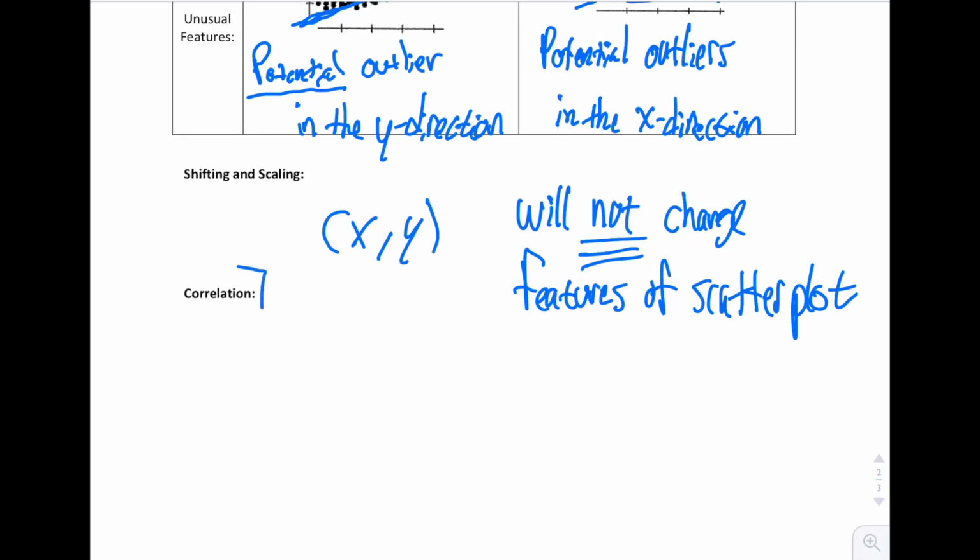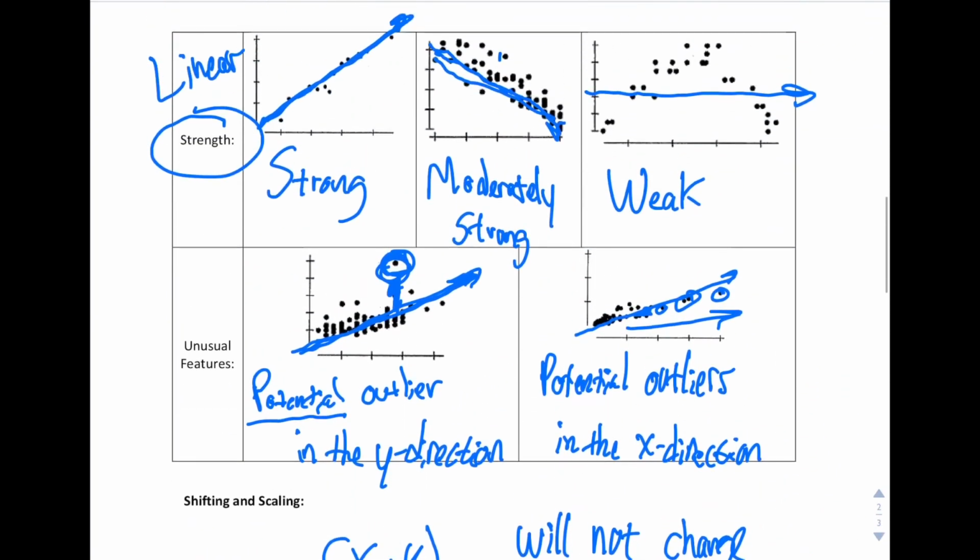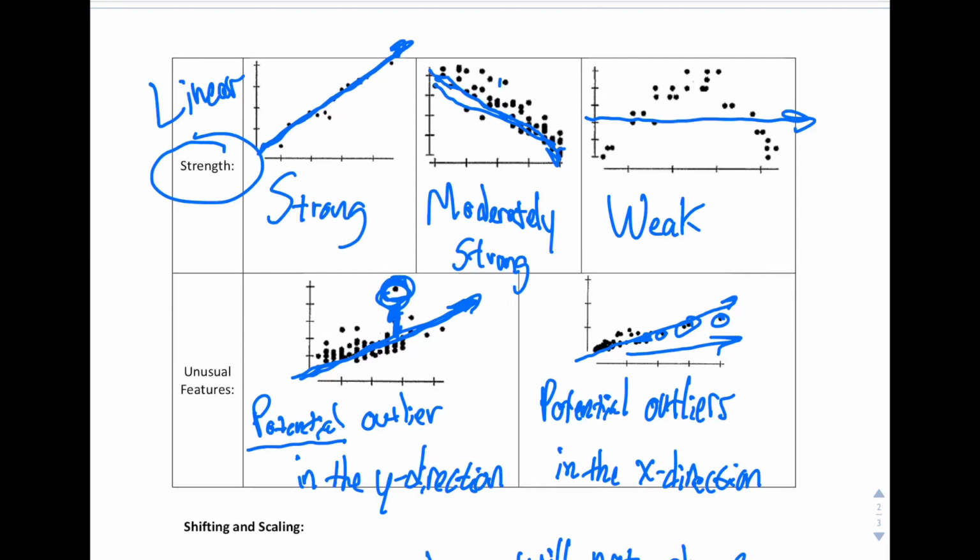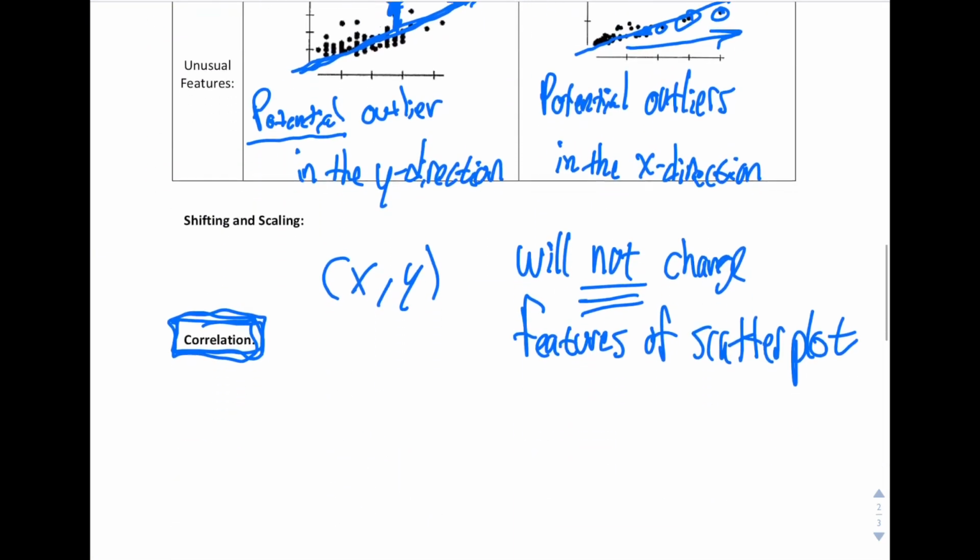All right, correlation. What is this word? This is the last thing for these notes. I'm sure you've heard that word before. We use correlation to describe the strength of an association. So remember with strength, going back up here, we have how strong a relationship is in terms of resembling a line. The stronger it is, the more linear a shape it has.